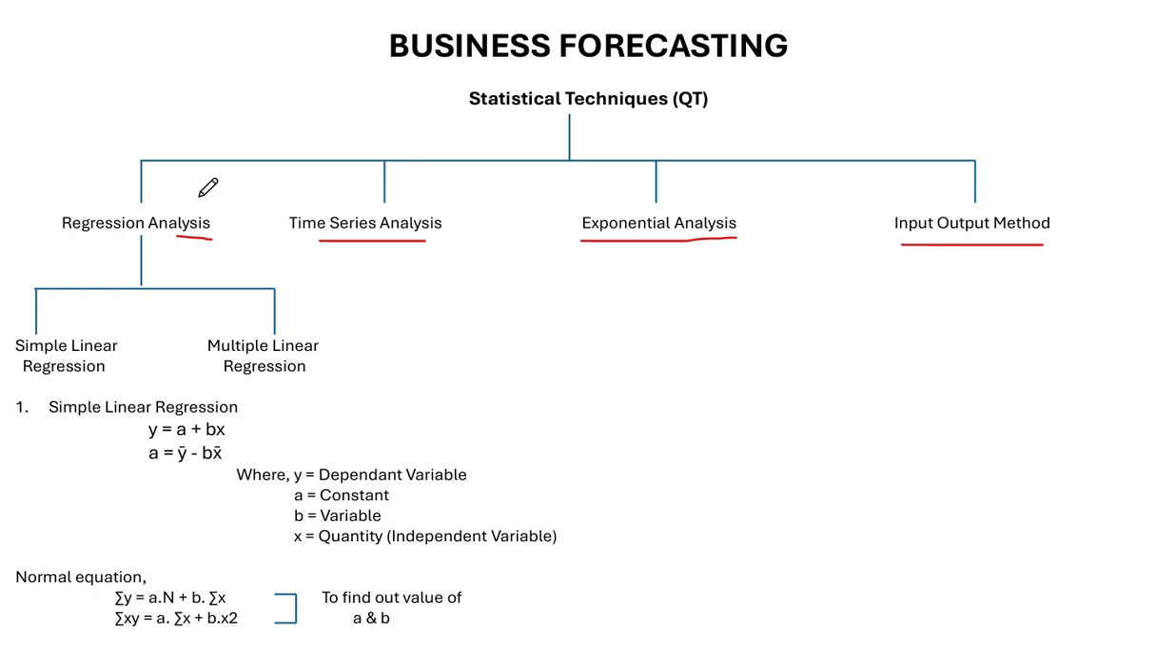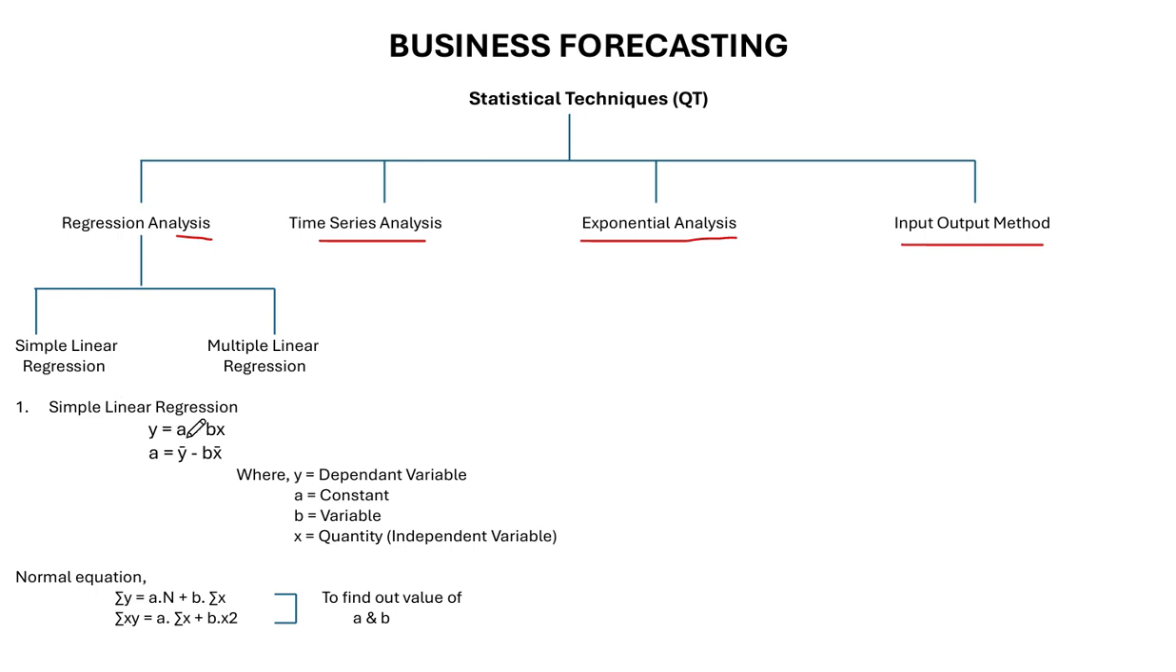Now let's understand regression analysis in a simple way. Regression means finding the relationship between two variables. For example, sales depend on advertisement, cost depends on production, profit depends on sale. So basically, one variable depends on another variable. There are two main types of regression analysis. Simple linear regression: here, one variable depends on only one variable.